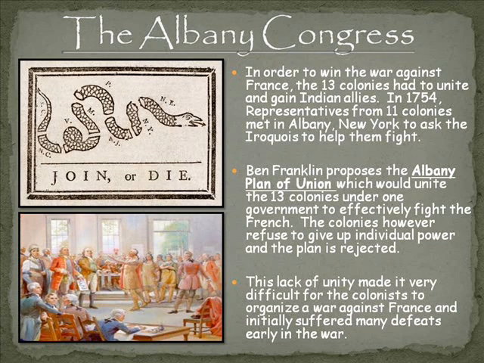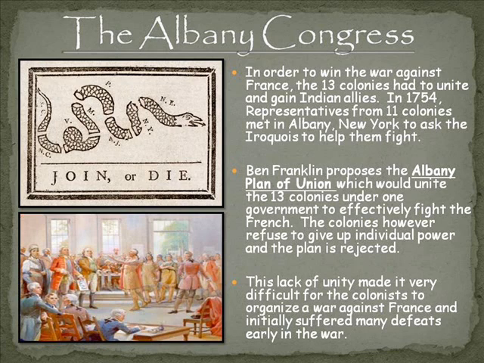Now, the colonies knew that if they were going to beat the French, they had to unite together and gain Native American allies. So in 1754, representatives from 11 colonies met in Albany, New York, not too far away from here, to ask the Iroquois to help them fight. Ben Franklin proposes the Albany Plan of Union, which would unite the 13 colonies under one government to effectively fight the French. The colonies, however, refused to give up individual power, and the plan is rejected.